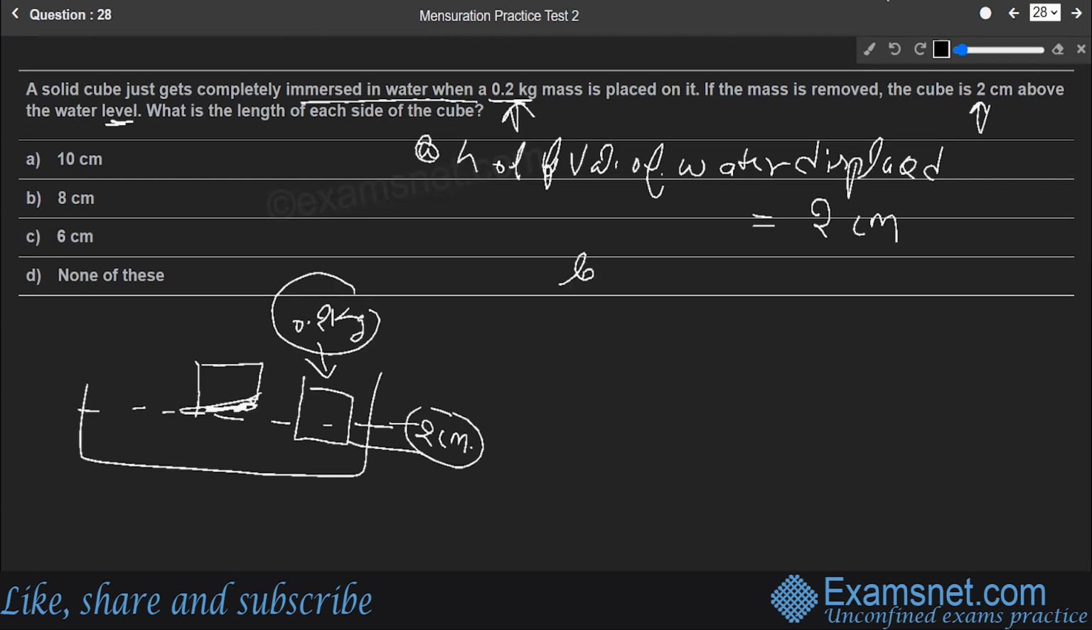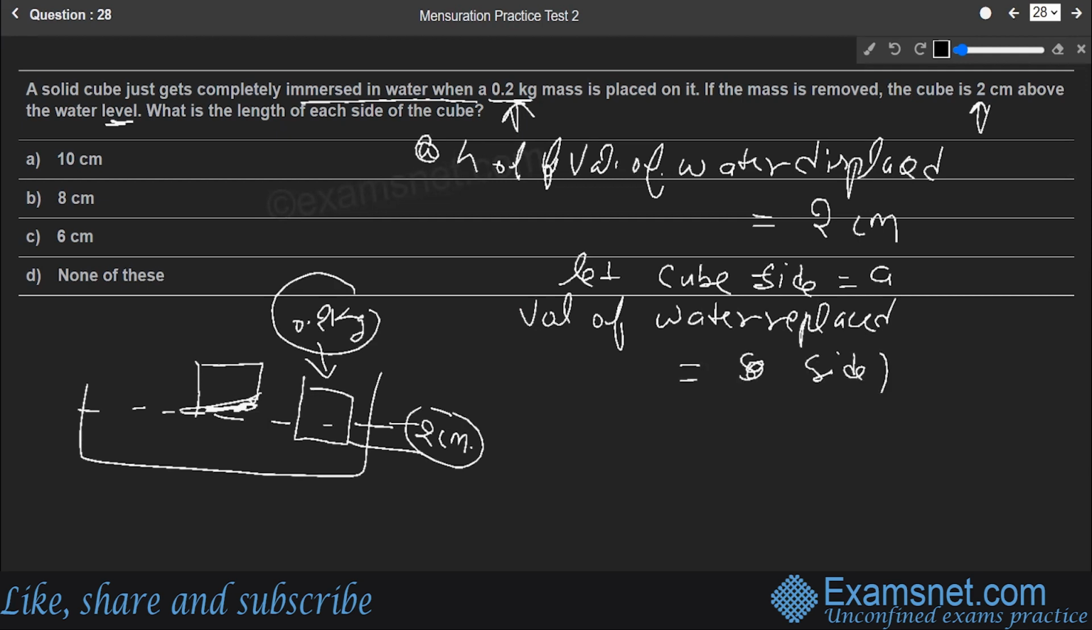So let us assume the cube has a side, since it is a cube, it has to be a complete side. Let the cube side be equal to a. So we can calculate the volume of the water replaced. Obviously, the water replaced will be in the shape of a cube only, so the volume of the water will be side cube.